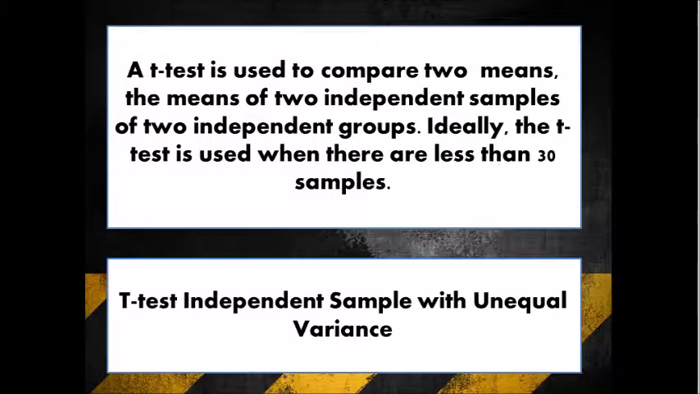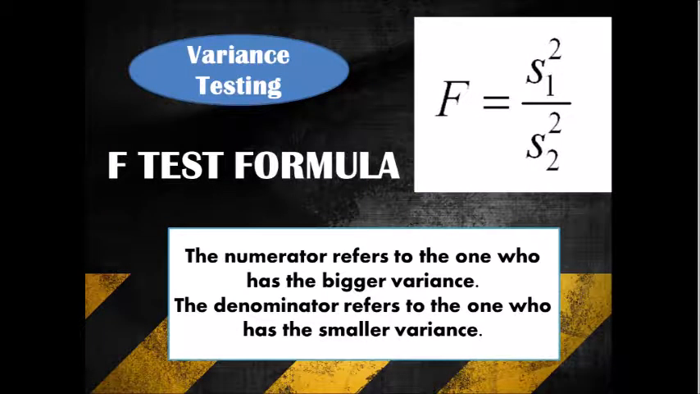Today, we will discuss the t-test independent sample with unequal variance. A t-test is used to compare two means, the means of two independent samples or two independent groups. Ideally, the t-test is used when there are less than 30 samples. But before that, we'll undergo variance testing. F-test formula: F is equal to S sub 1 squared over S sub 2 squared. The numerator refers to the one with the bigger variance. The denominator refers to the one with the smaller variance.